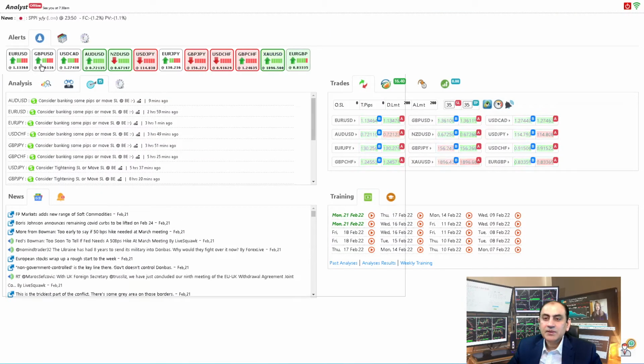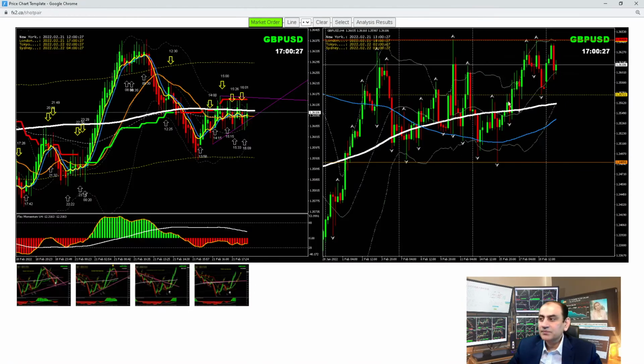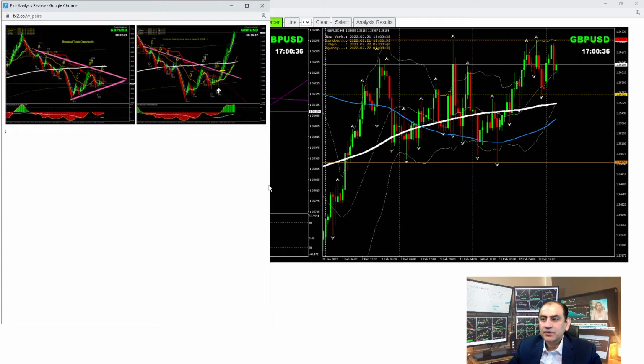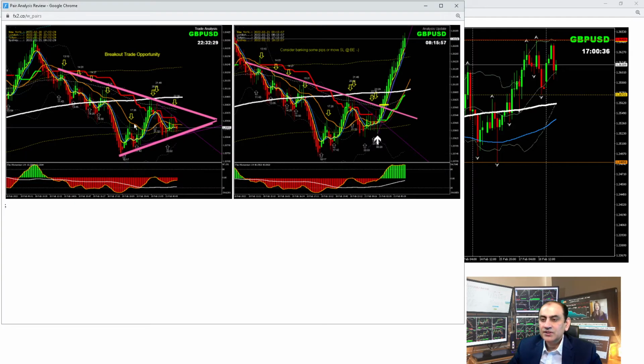And if you look at the cable, Pound Dollar, we had a long trade at the market open, banked beautiful pips, and we're still waiting for another pattern to break out. That was a beautiful breakout long trade at the Asian session. You can see a symmetric triangle pattern. The price nicely respected this previous high in the 4-hour. That was a beautiful long trade here, banking beautiful pips.